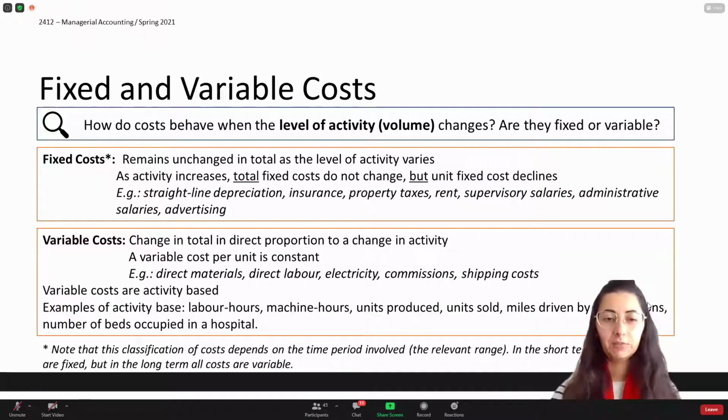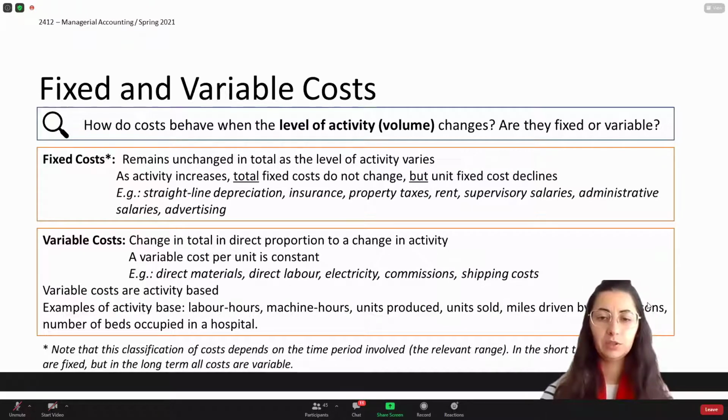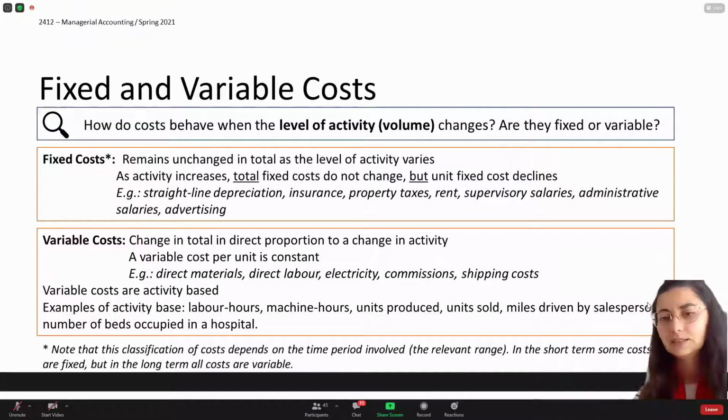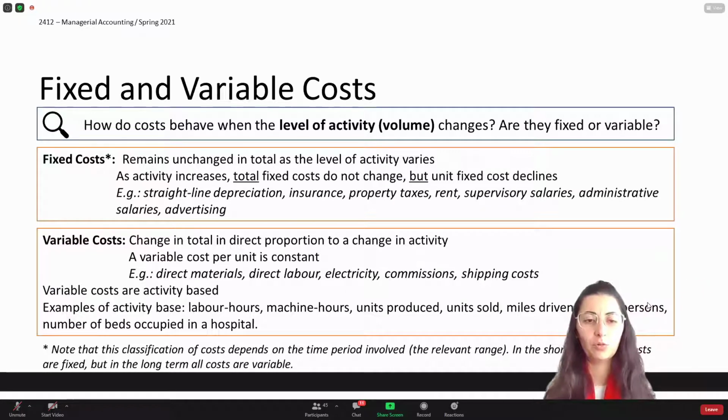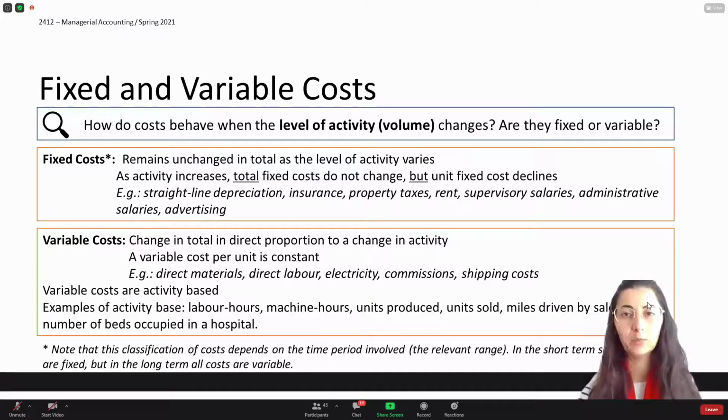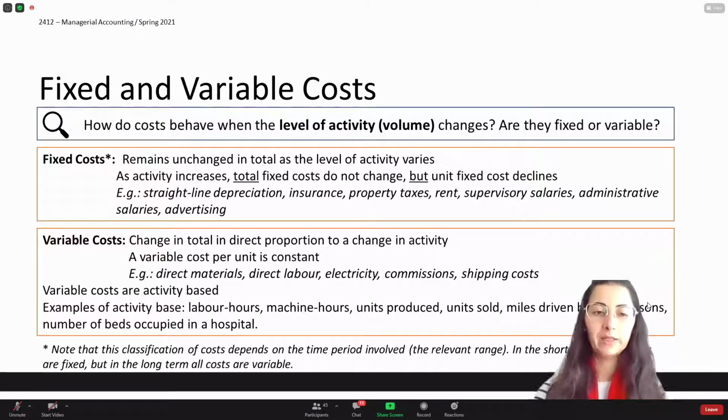Examples of activity-based costs we have there. For instance, labor hours, machine hours, units produced, units sold, miles driven by the sales personnel, number of beds occupied in a hospital. So these are some examples of activity-based costs.